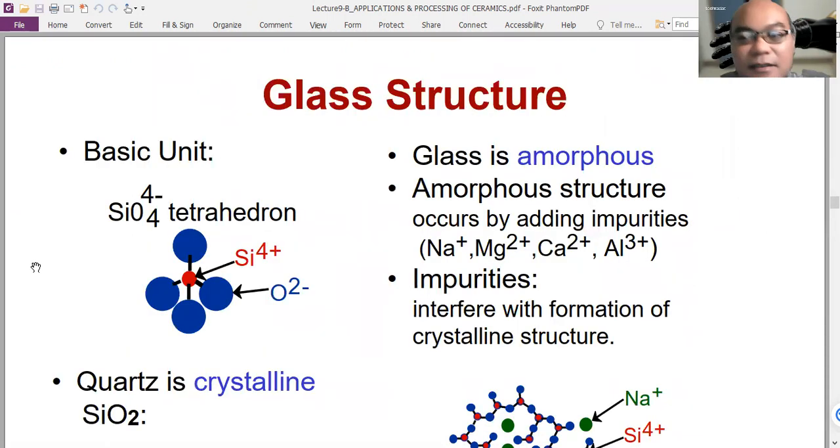So the glass structure itself is amorphous. That is why it has low strength, low flexural strength, and also low Young's modulus. So this is the basic unit of silica, silicon tetraoxide, silicon oxide with a 4-sided tetrahedron.